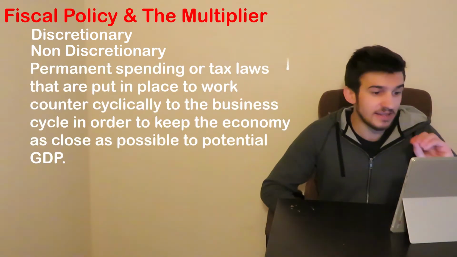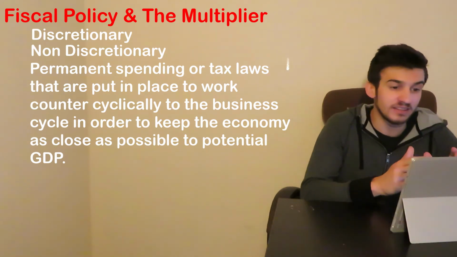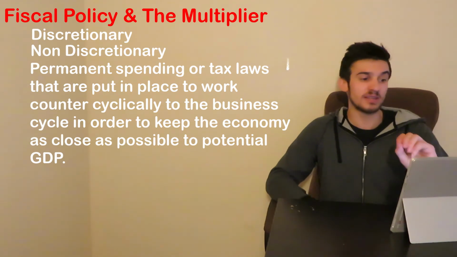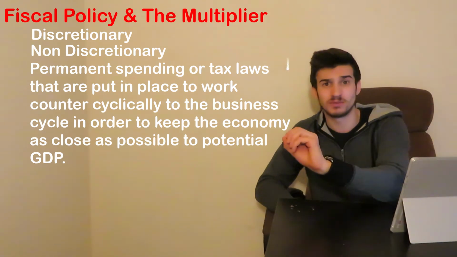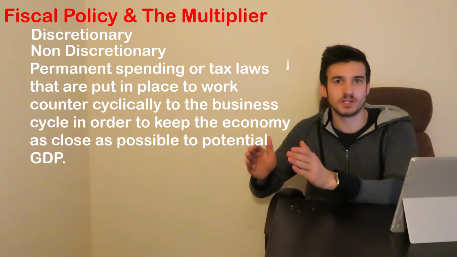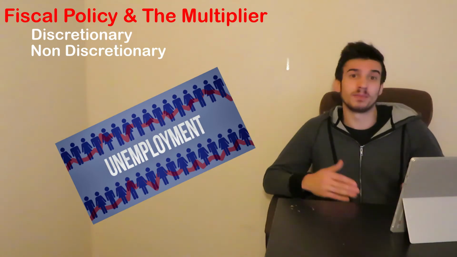These are permanent spending or tax laws that are put into place to work counter-cyclically to the business cycle in order to keep the economy as close to potential GDP as possible. This helps us deal with unanticipated inflation or deflation. Non-discretionary fiscal policy is seen in things like unemployment laws or minimum wage.